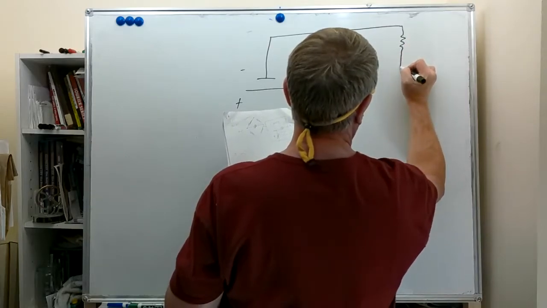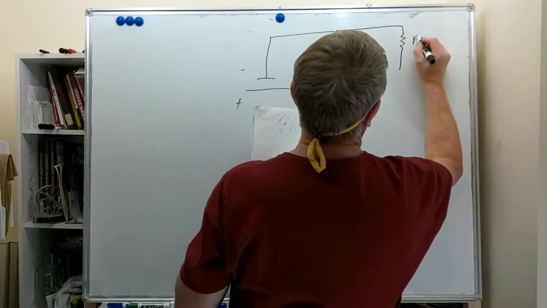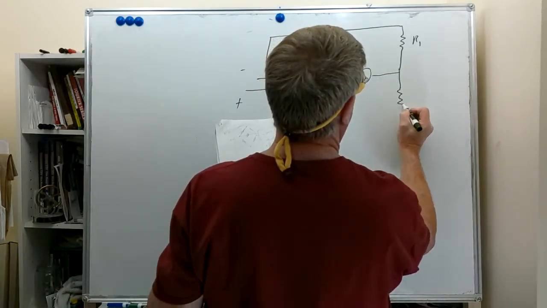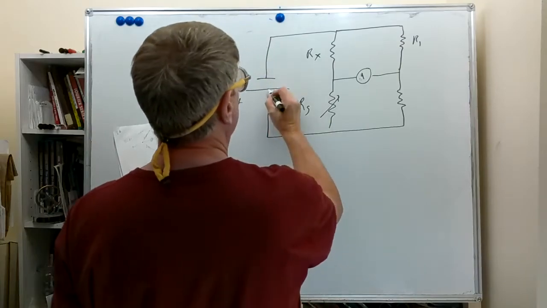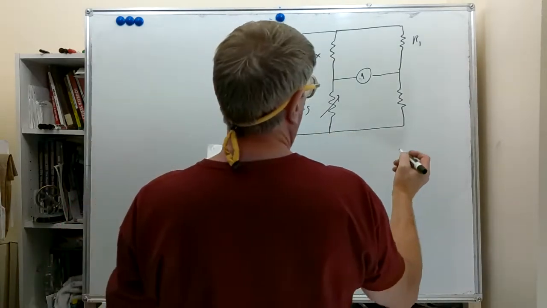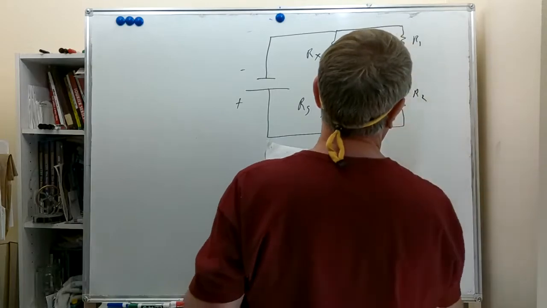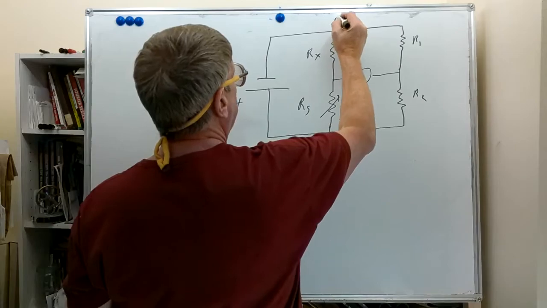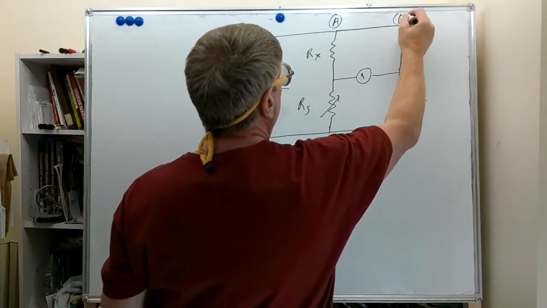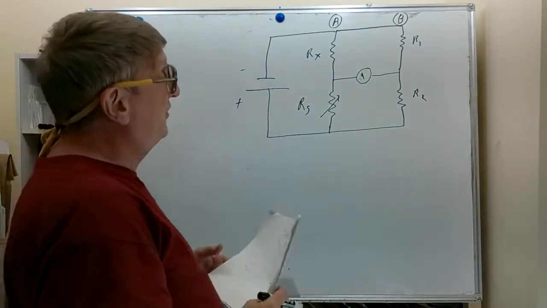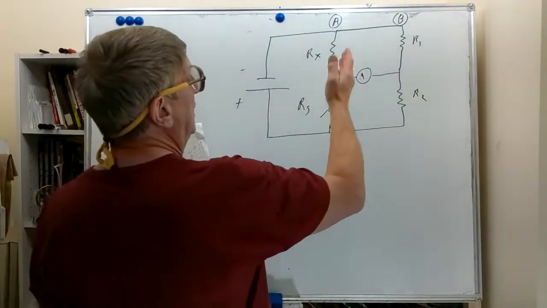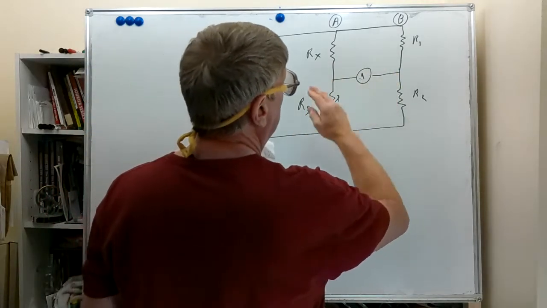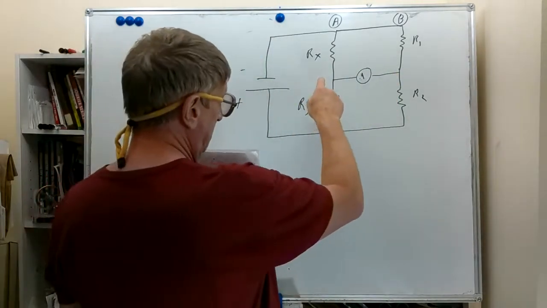We have another resistor, which we're going to call R1. And another resistor, which we're going to call R2. We're going to call this branch A and branch B. As you can see, we have a power source. We have two parallel circuits. And then we have a meter, which is comparing the voltages at the bases.